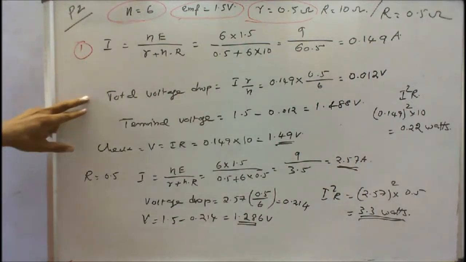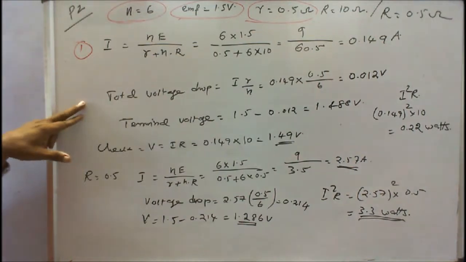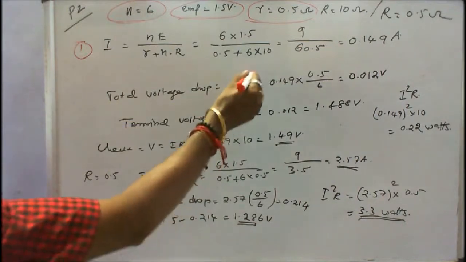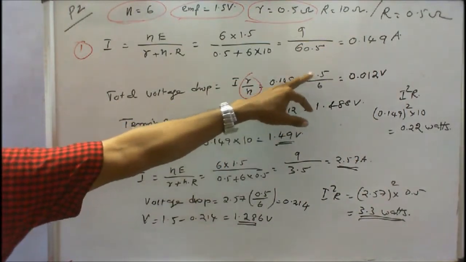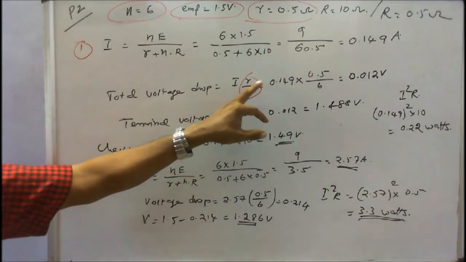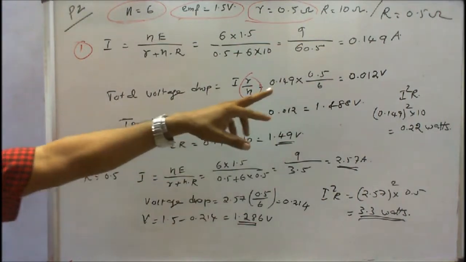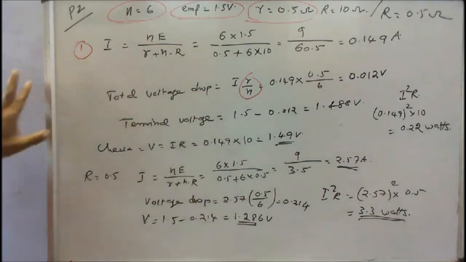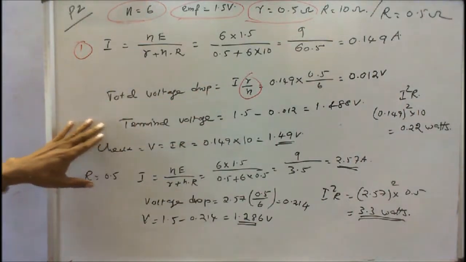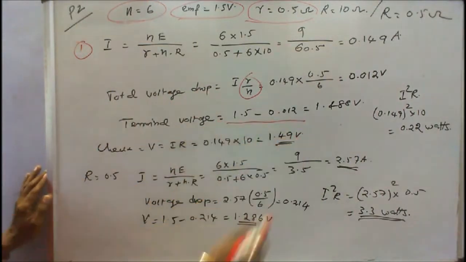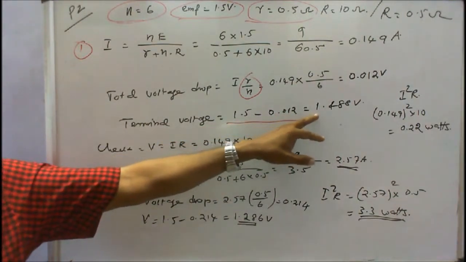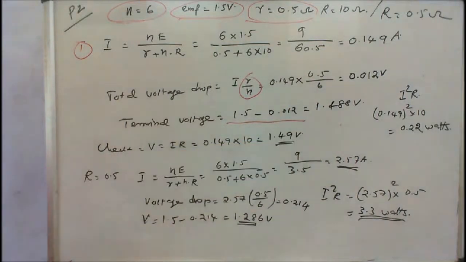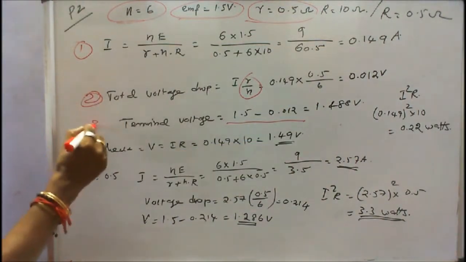Number 2, I have to find the total voltage drop. Total voltage drop is equal to I into r divided by N. I know the current 0.149, into 0.5 internal resistance of the battery, divided by N equal to 6, which is 0.012 volts. Therefore terminal voltage is equal to 1.5 minus 0.012, which is 1.488 volts. This is 2, this is 3.